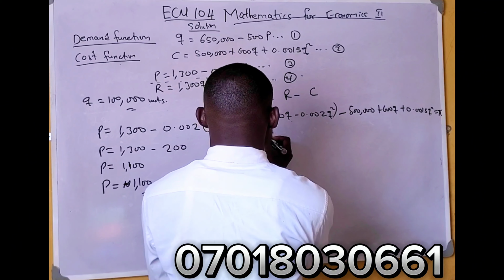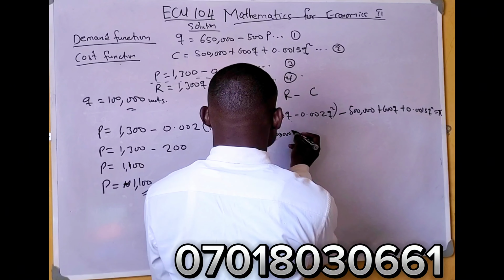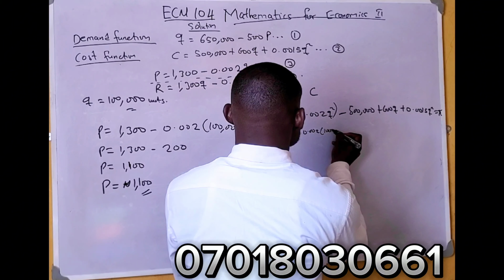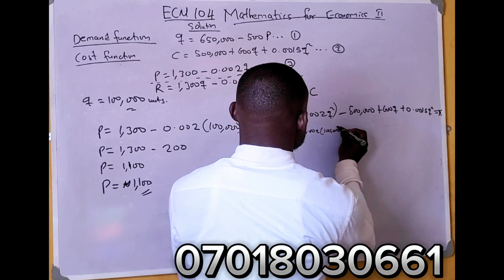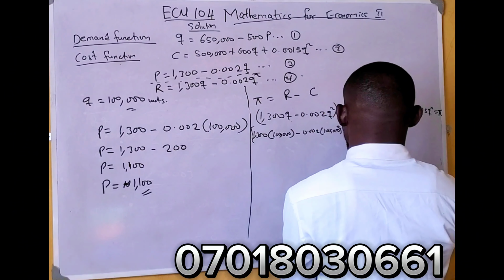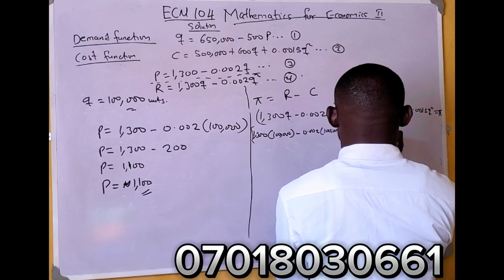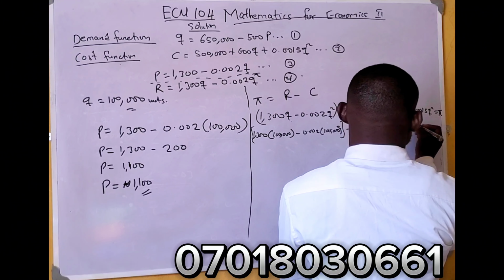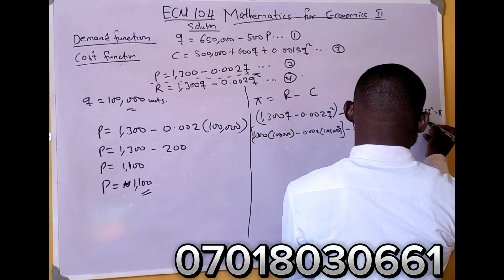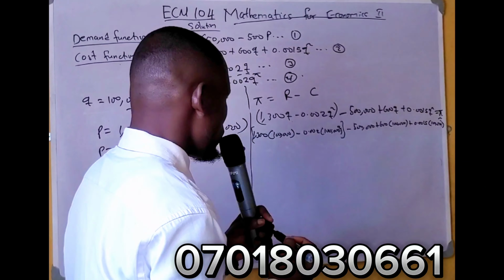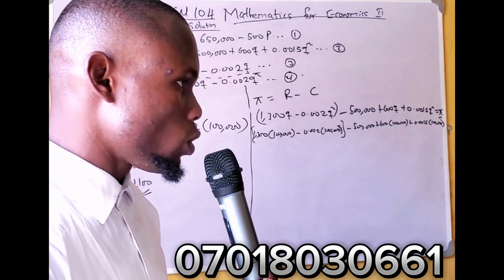So here what we have is 1,300 into 100,000 minus 0.002 into 100,000 square, everything here in bracket, minus 500,000 plus 600 into 100,000 plus 0.0015 into 100,000 square. So from here, you work with your calculator.